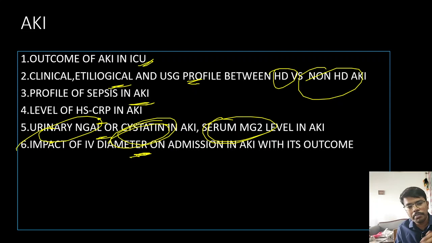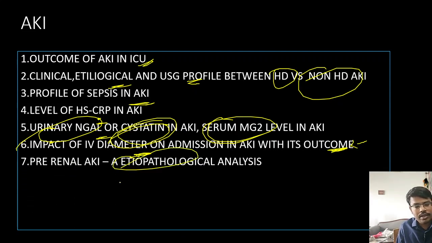And another important topic is impact of IVC diameter on admission in AKI. Even though this heading looks somewhat difficult for a first year resident, assessing the IVC diameter you can easily do if your institute has an ultrasound in the ICU. Just like that, you can keep the probe and find the IVC diameter, and the correlation you can easily find out in AKI. And this might be the simplest of topics, which will be easy to complete. Not much follow-up required, just you can see the correlation of IVC and the outcome.